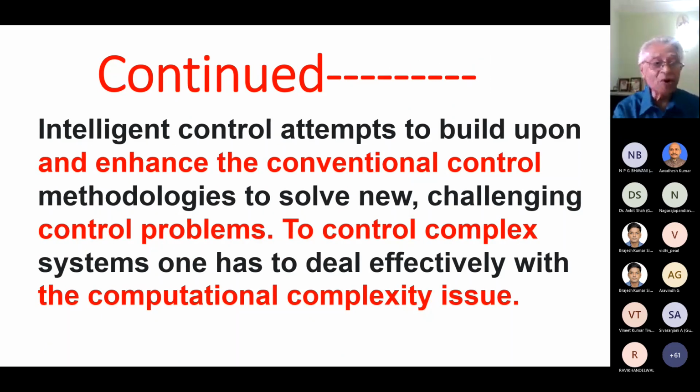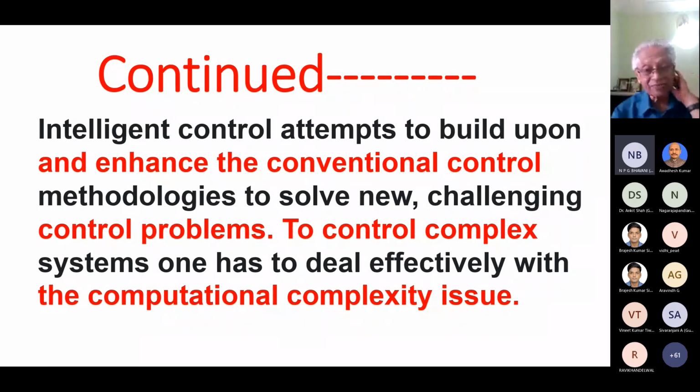Intelligent control attempts to build upon and enhance the conventional control methodologies to solve new challenging control problems. There are a lot of new challenging problems, as you all know. In the control problems, you have mathematical problems. You have to have a lot of computation jargon to solve them, and then iteration problems could be there. Computation time could be very high. So these are the problems which are coming as challenges in the way. But intelligent control attempts to build upon and enhance the conventional control methodologies to solve these problems. So they make it easier. The intelligent control makes it easier, less complicated, faster, more responsive. That is the intelligent algorithm, and that is the achievement of intelligent control.